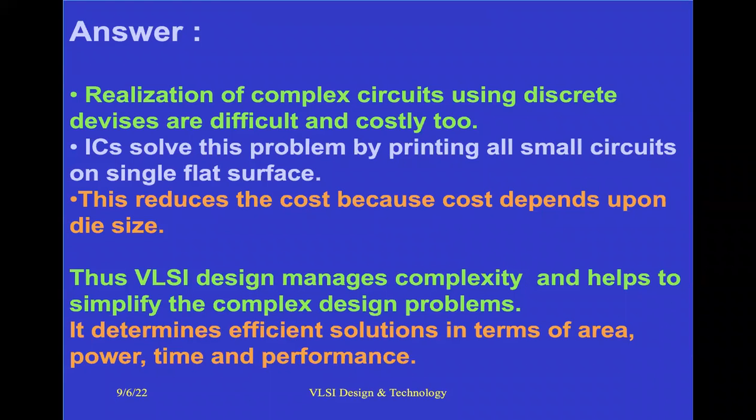ICs solve this problem by printing all the small circuits on a single flat surface. With integrated circuits, you'll be able to print it just like your PCB, where the connections, the paths, are laid out. This reduces the cost because cost depends on die size.